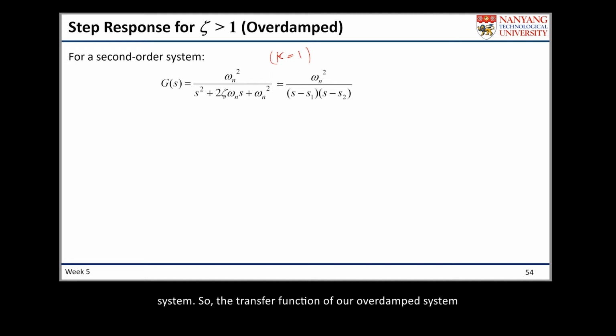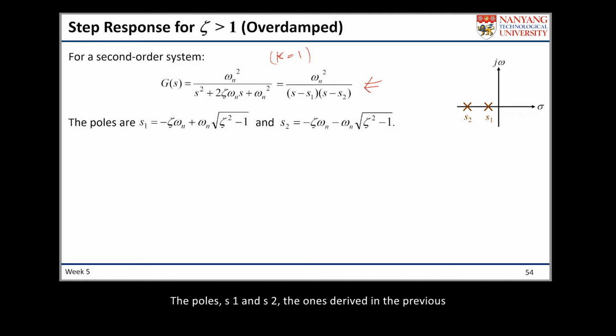So the transfer function of our overdamped system can be rewritten like this, where S1 and S2, you know how to derive before. In the S-plane, S1 and S2 will be located at 2 different locations on the real axis. The poles S1 and S2, the ones that we derived in the previous few slides when we discussed the overdamped system, are like this. Both of them are real numbers. If you consider a stable system, both of them will be negative real numbers.